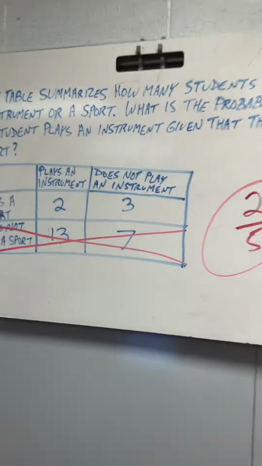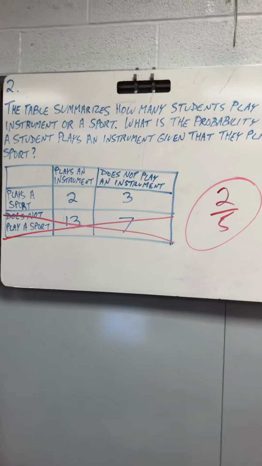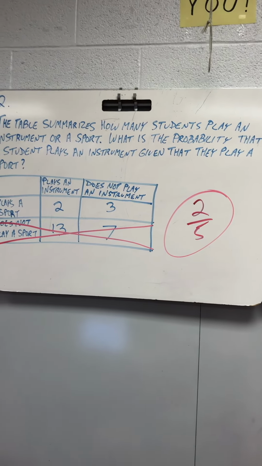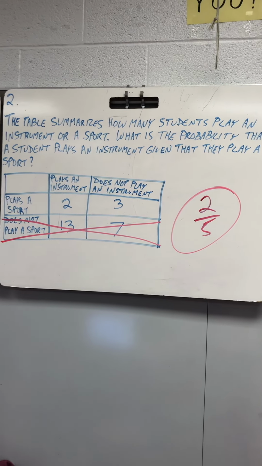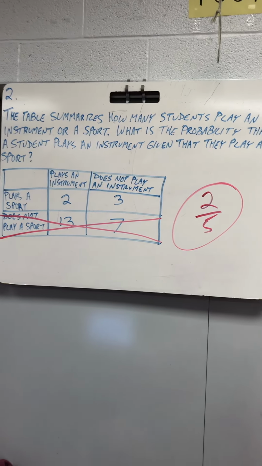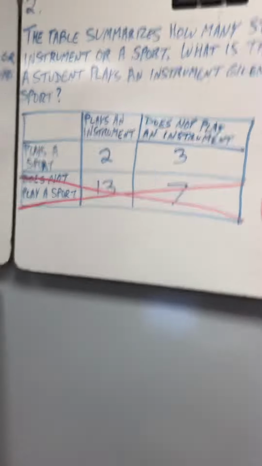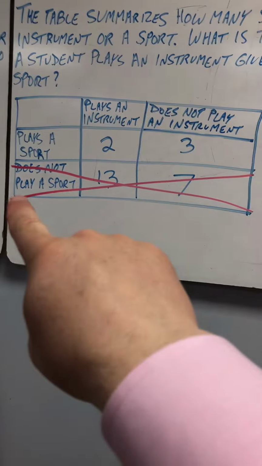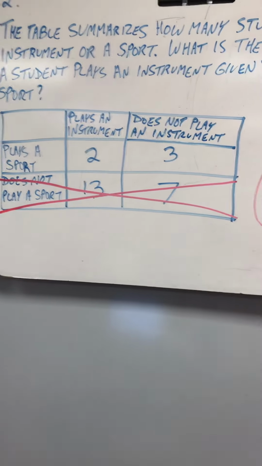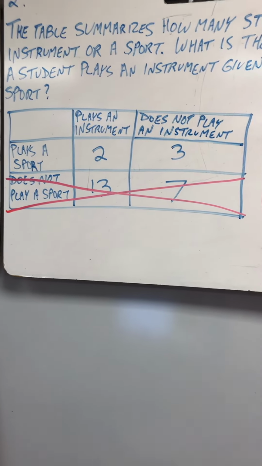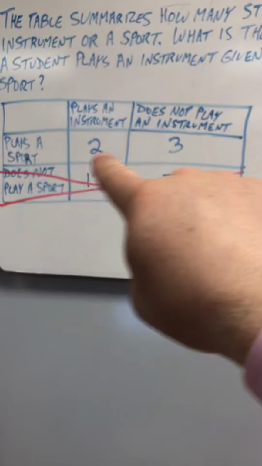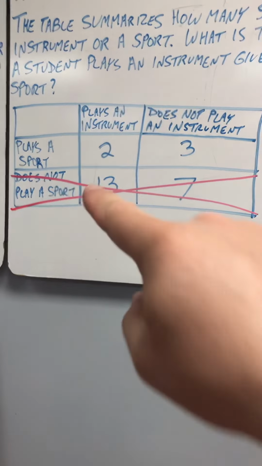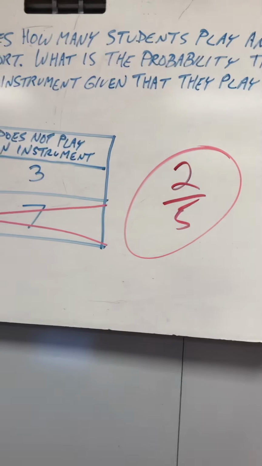Over here, what is the probability that a student plays an instrument given that they play a sport? So we're talking about students that play a sport. The ones that play a sport are along here. Do we care about the ones who do not play a sport? No, forget about that. So how many students play a sport? Well, we've got 5. How many of those students play an instrument? 2. 2 out of 5. Done.